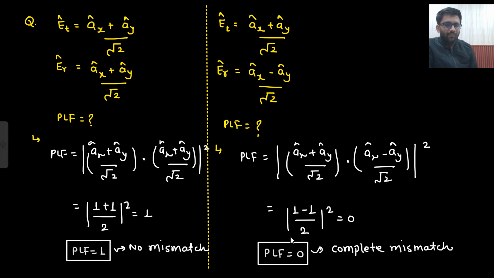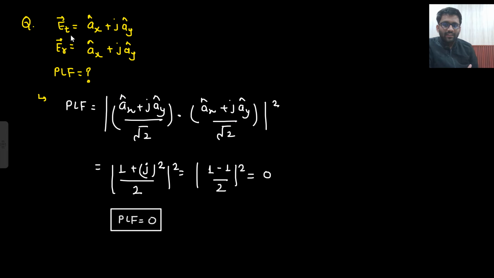So what was my polarization loss factor? 1. Here my transmitted and received EM wave, again they are polarized in the same direction. Now what is my polarization loss factor? 0. So you cannot conclude anything from here. But if I say that my transmitted and received EM wave both are same polarized and both are linearly polarized.